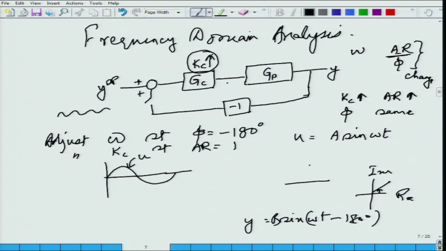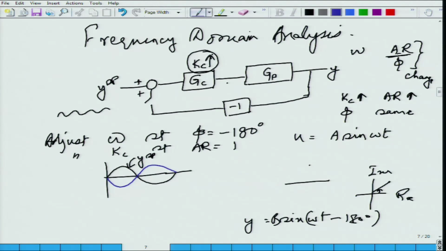Okay. If I have done that, then if the input sine wave looks like this, this is u, meaning that this is y set point, then y would look like a mirror image of this guy, and of course, the sine waves go on, and its amplitude would be the same as the input sine wave because the amplitude ratio is 1. Kc has been adjusted to give you an amplitude ratio of 1.